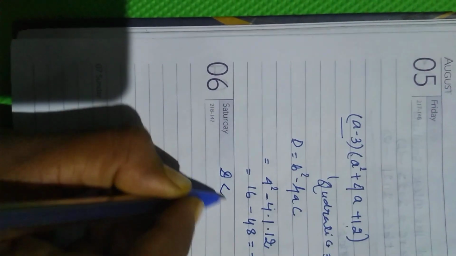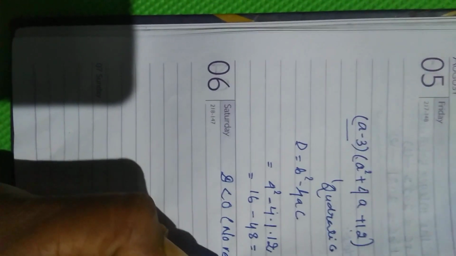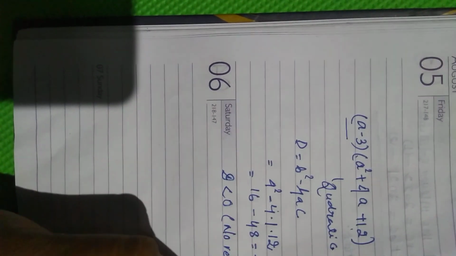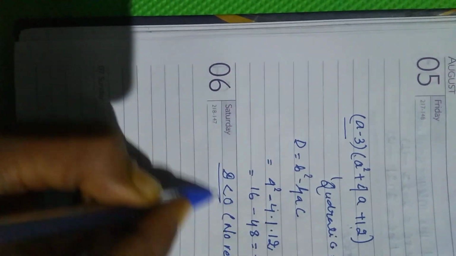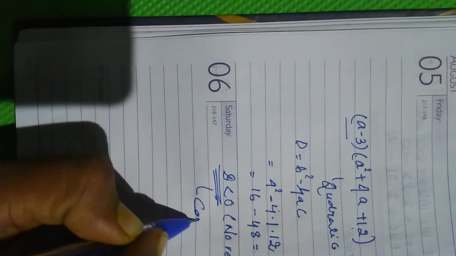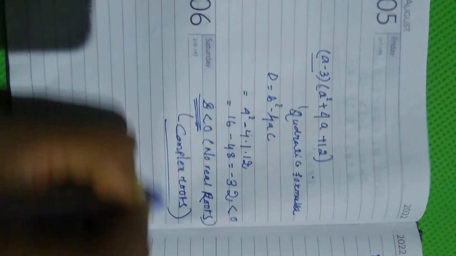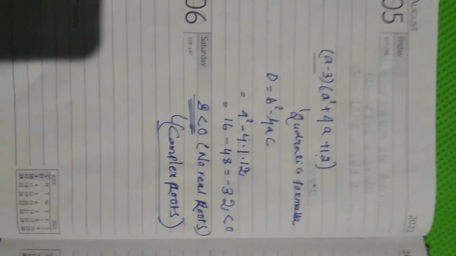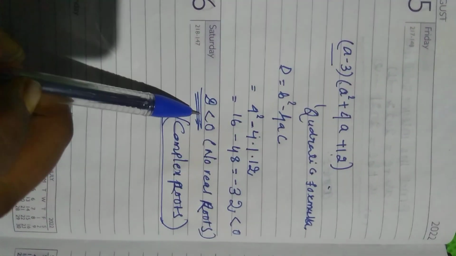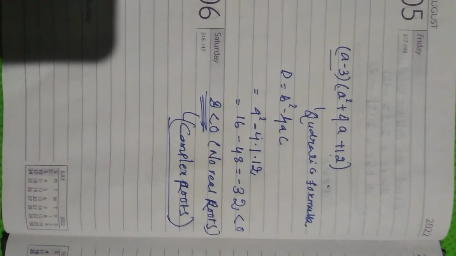So it does not have any real roots. No real roots. It only has complex roots. Yes, so you can check that out by solving your discriminant. Two complex roots. If the discriminant is equal to 0, it has 1 real root. If the discriminant is greater than 0, you have 2 real roots. But if it is less than 0, you have 0 real roots. You only have 2 complex roots.